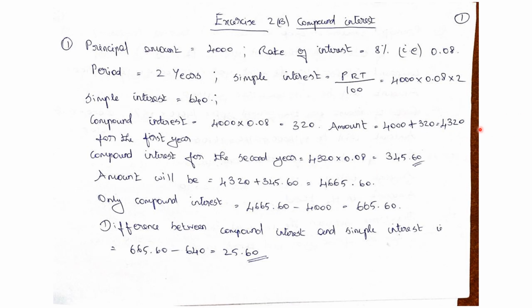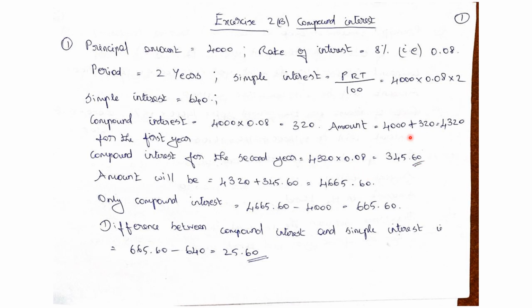For the second year, we need to take this 4,320. We are not supposed to take this 4,000, because this is compounded annually. So it means every year the interest is added to the principal amount. Then for the coming year, that amount will be kept as principal. Then we need to calculate the compound interest for that amount. So here we are taking 4,320 into rate of interest 0.08, we'll get 345.60. This is for the second year.